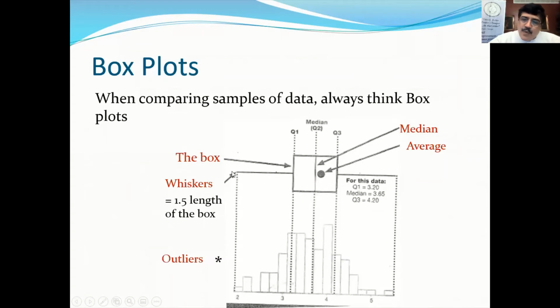Then you go to something called a whisker. A whisker is basically 1.5 times the distance of the box. If the box is from here to here, you multiply this distance by 1.5. Anything beyond the whisker, whether this way or this way, is called an outlier.